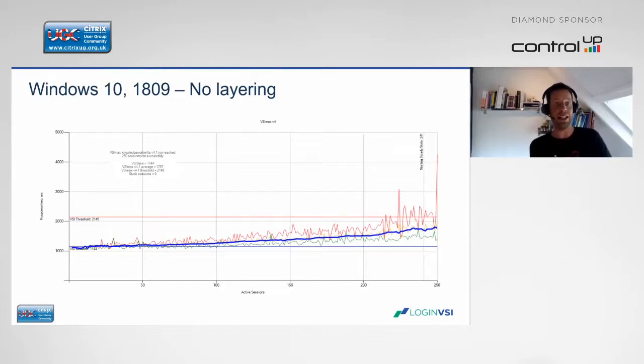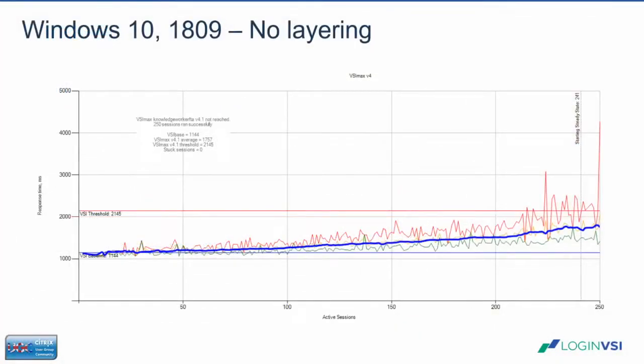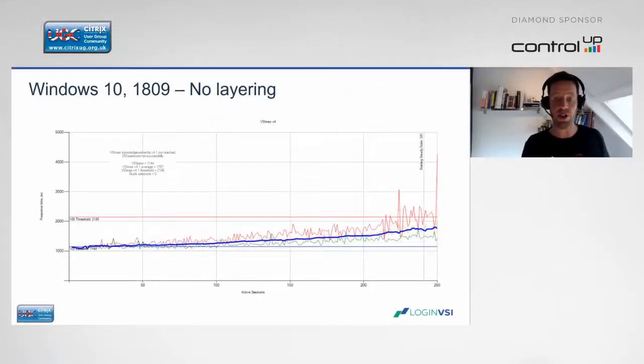So Windows 10 1809, no layering. For the people who have never seen a performance chart from Login VSI, this is what you get after the test. Horizontal axis, very simple, the number of users you tested with, 250 in this example. And on the vertical axis, the y-axis, we see the response times. And as you can see, the system gets a little bit slower as I gradually add more users. It does, however, not cross the red horizontal line that's at 2100 milliseconds, which would mean that the system is overloaded. So 250 users on this system with no layering, everything is going fine.